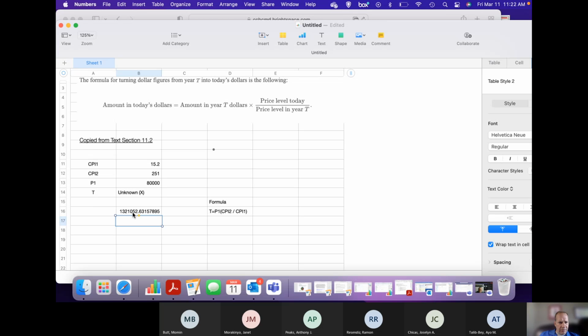And let's see, 3 zeros. That's $1,321,052 with some change is what he would be making in today's dollars, given what he was making back in the early 1930s and what CPI was in the early 1930s compared to what it is today. So that's not hard to do. It's just plugging something into a formula.